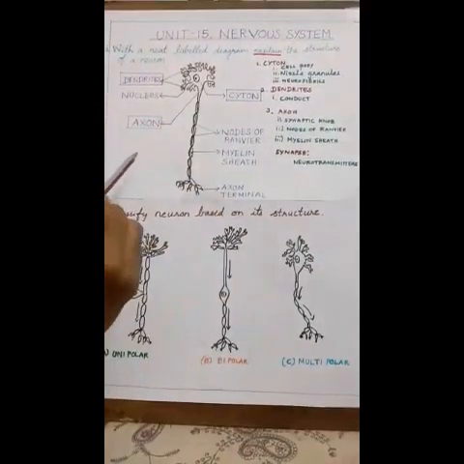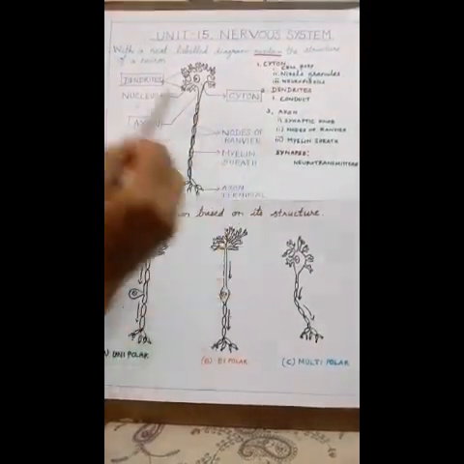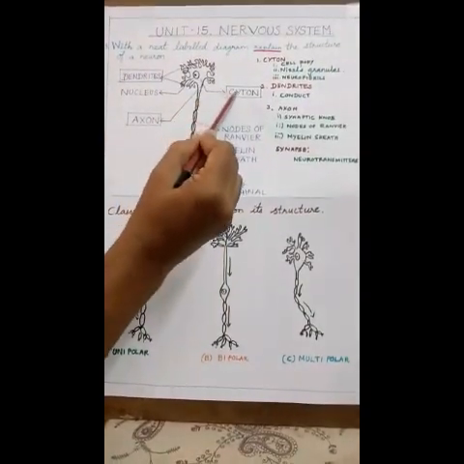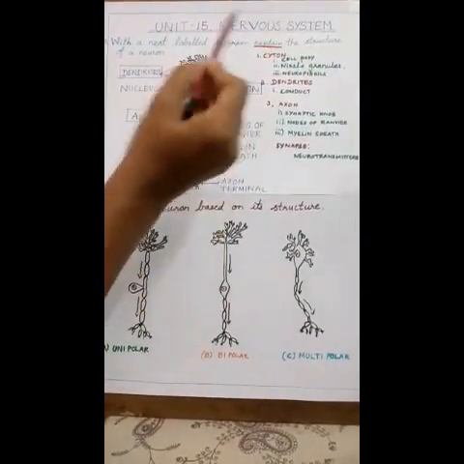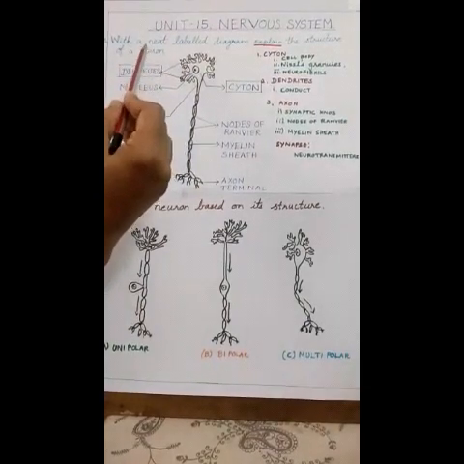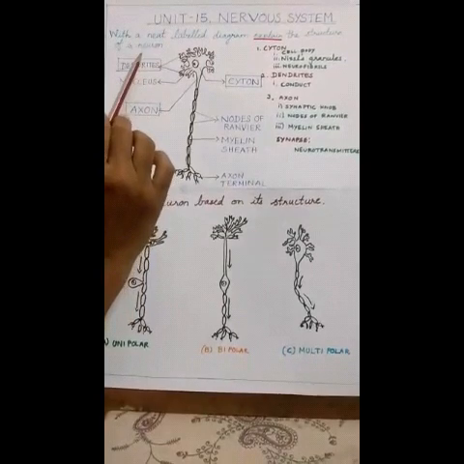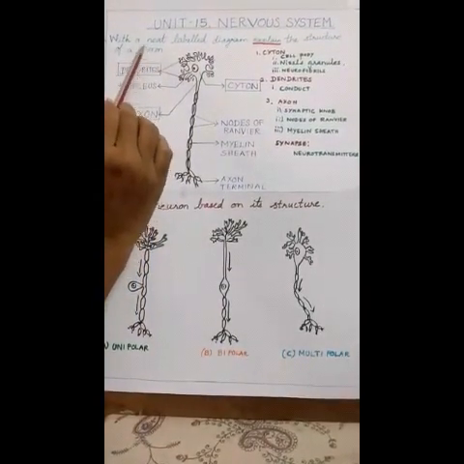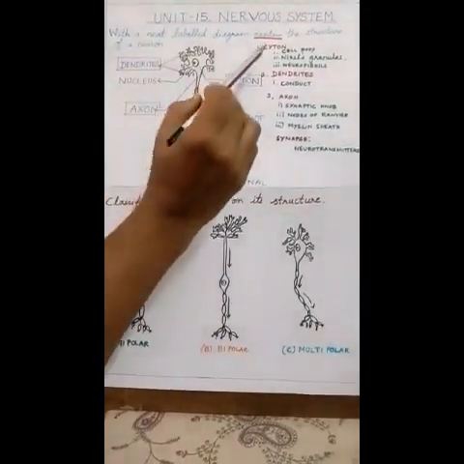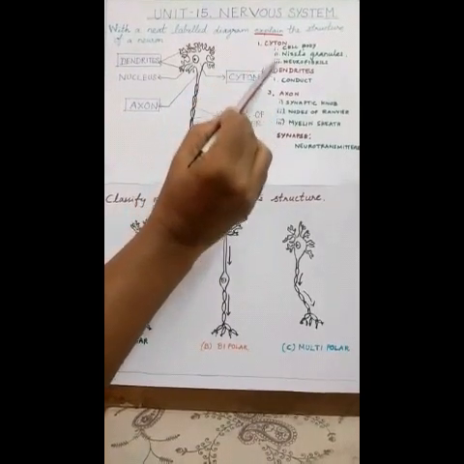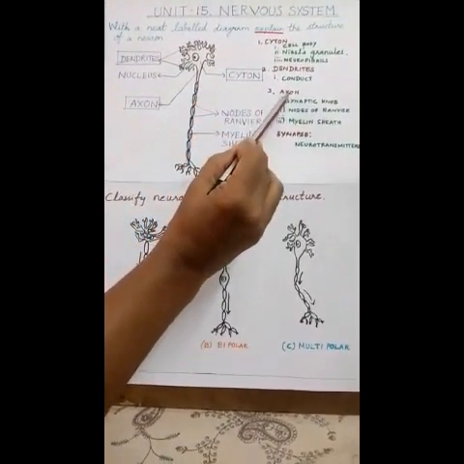First you draw the diagram and explain it. First you write the main parts. First, what is a neuron? It is a basic structural and functional unit of a nervous system. It is a microscopic structure. It consists mainly of three parts: cyton, dendrites, axon.